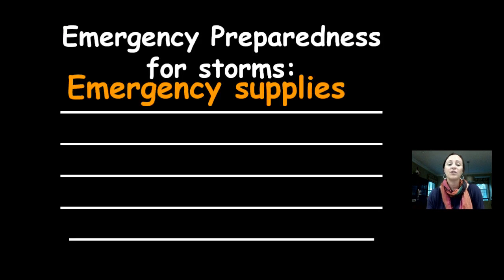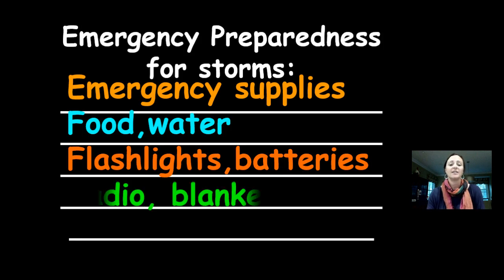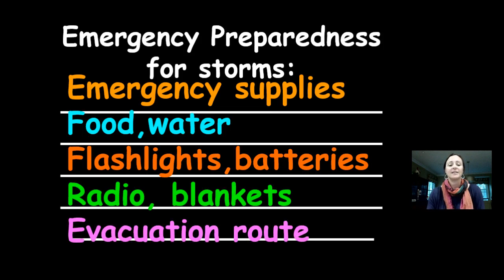Now, to prepare for storms in general, you need emergency supplies like food and water, batteries, flashlights, radios, blankets, and an evacuation route. If there's a warning to evacuate because of a severe storm, it's in your best interest to listen to those evacuation warnings and proceed to the nearest shelter.